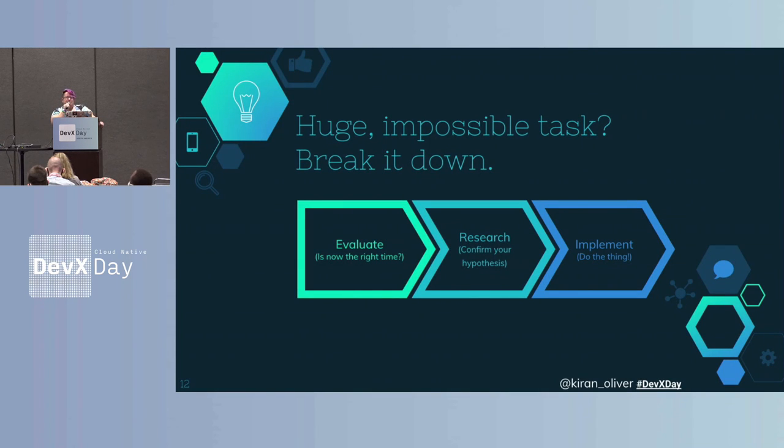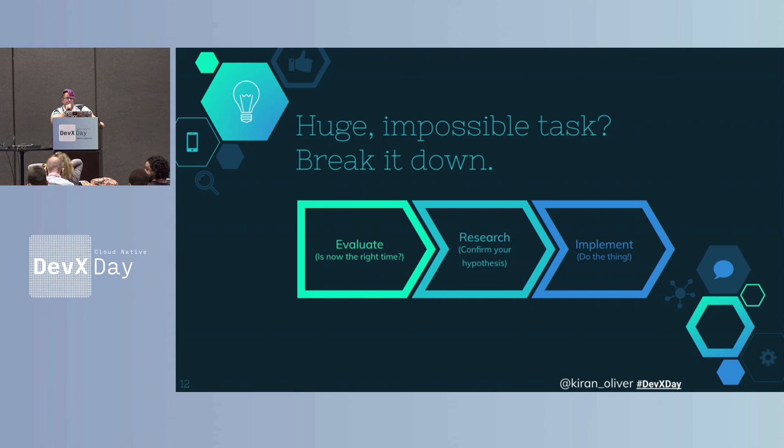If it seems impossible, don't worry. Just break it down. Compartmentalize. It's going to be okay. By breaking down a task, you can make it seem a lot more manageable. First things first is to evaluate that task. Is now the right time? Do we need to do this at this very moment? If we don't, what happens then? So evaluating that task is critical. So ask yourself, is now the right time?